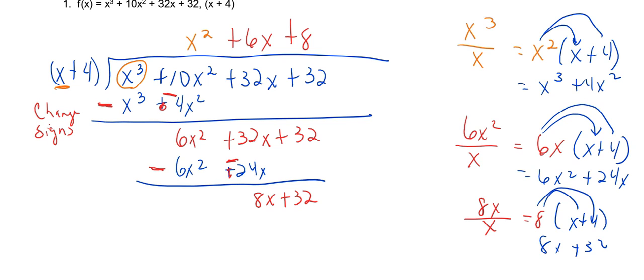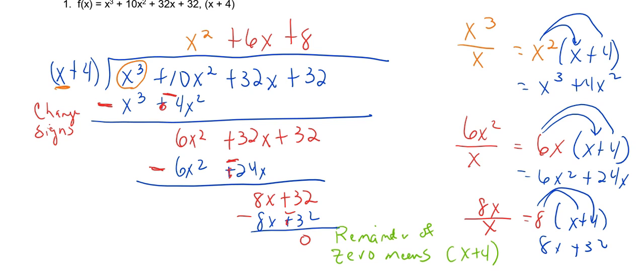How fortuitous that ends up being the same thing, because that means we get a remainder of 0 once we change the signs and combine all like terms. It means x plus 4 is a factor of the polynomial x cubed plus 10x squared plus 32x plus 32. Now remember, our instructions said to factor completely. So now we're going to see if x squared plus 6x plus 8 is factorable.